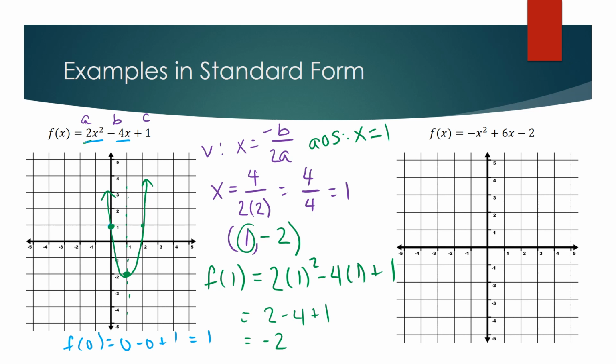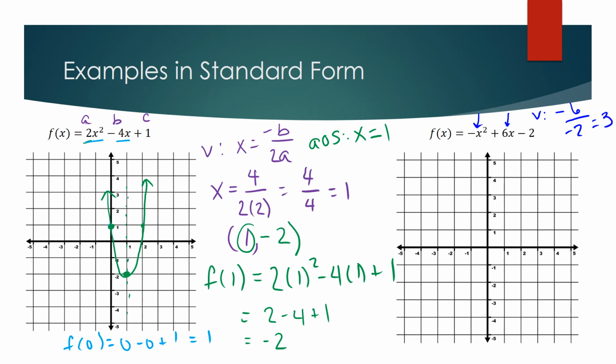All right, for the next example, same thing. We want to start the vertex as -b. In this case, I'm going to call that -6, because that's b, over 2 times -1. 2 times -1 is -2, so that value will be 3.